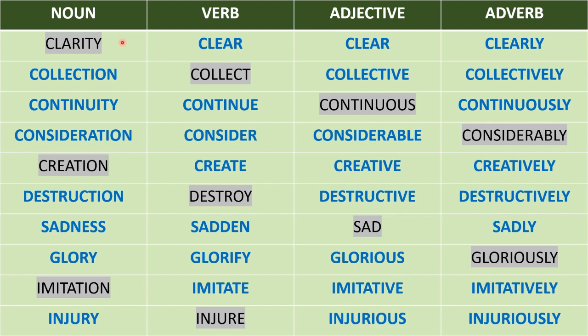Now for clarity, the verb is clear. Adjective also is clear. Now I can say, after finishing the work, please clear the table. That means you clear. The word clear is used here as a verb. Then you move to the adjective. You say, after the rain, there was clear sky. Sky is a noun. Clear is describing the noun.